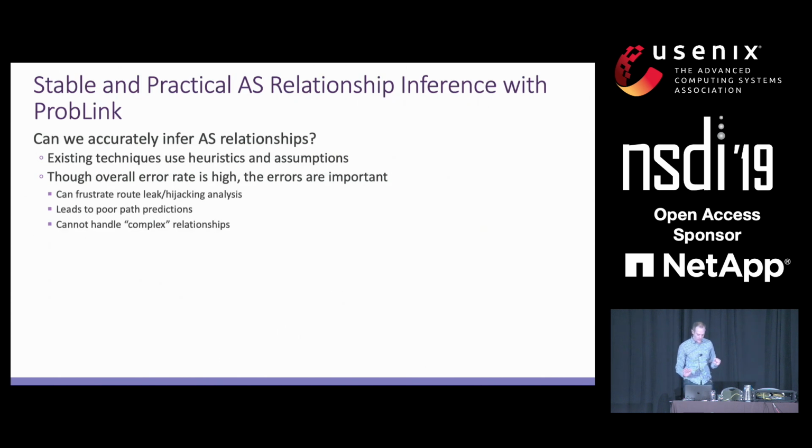Okay. So I'll start with the stable and practical AS relationship inference with ProbLink. And here the main question is, can we accurately infer AS relationships? The context here is that previous work uses some heuristics, assumptions, and priors. And generally speaking, the overall error rate is not high, is what I meant to say there. The errors that exist are important. I mentioned some examples already, like not being able to properly detect route leaks or hijacks, or having poor path predictions.